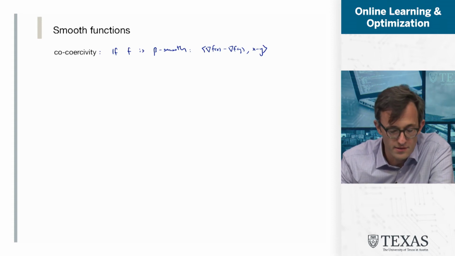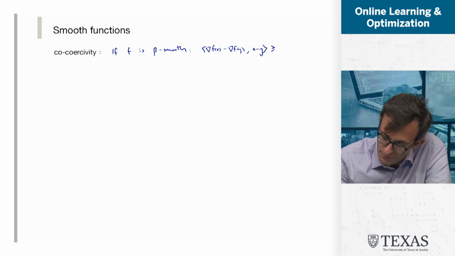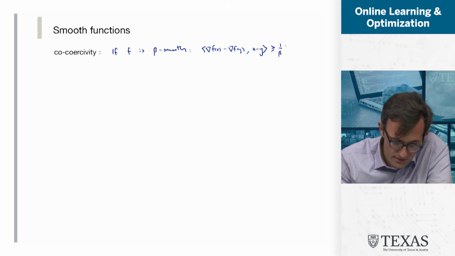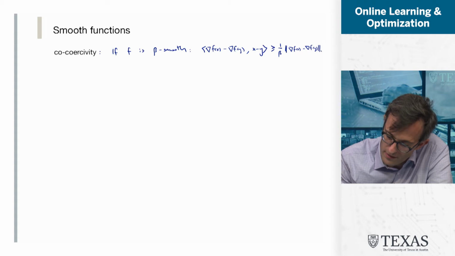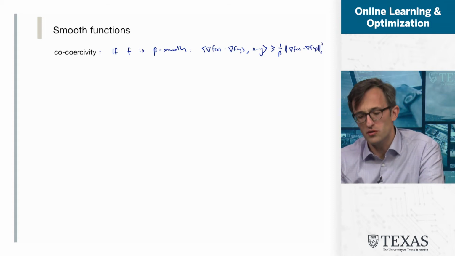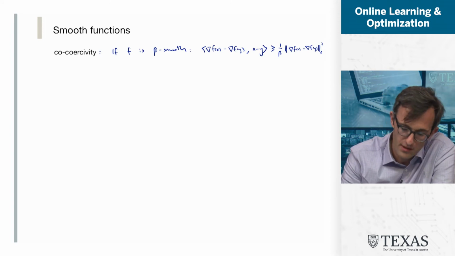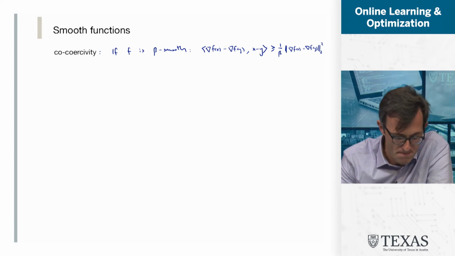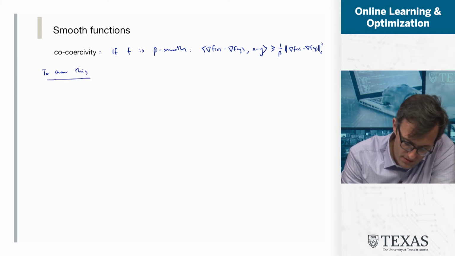So we know this is greater than or equal to 0, but in fact, if f is smooth, we get a slight strengthening of this. This is greater than or equal to 1 over beta times the norm of the gradient of f of x minus the gradient of f of y, squared. We know it's greater than or equal to 0, but this is a strengthening of that. So let's show this. To show this, this is what we're going to do.